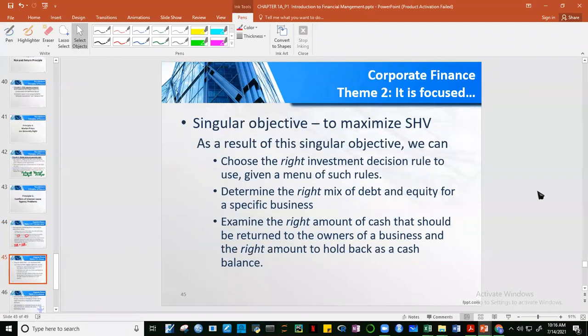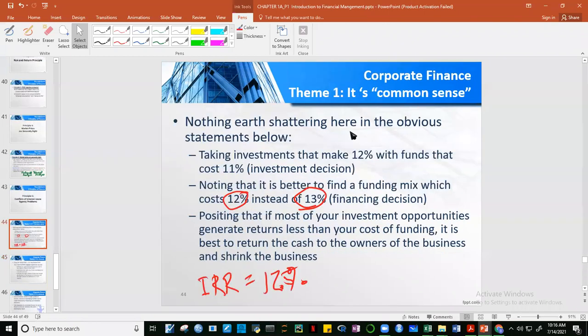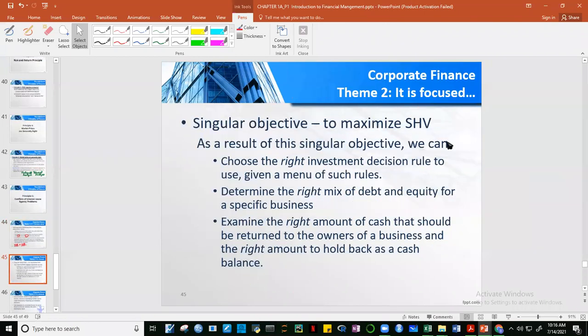Okay? Second conclusion, guys, natin sa finance, it is focused. Not only is it common sense, it is also focused. Ano ibig sabihin ng focus? Isa lang yung pinaka-objective, which is to maximize shareholder value. Okay.